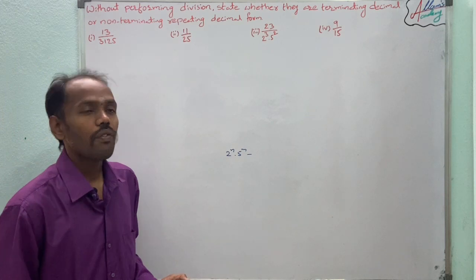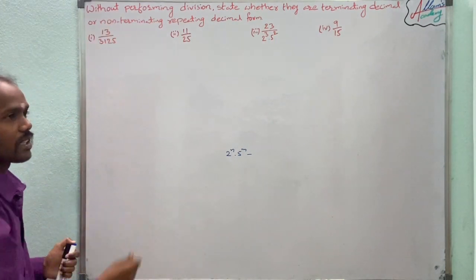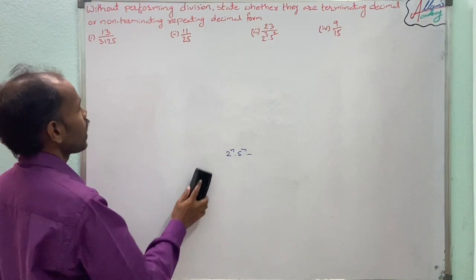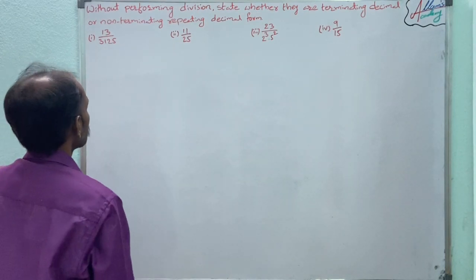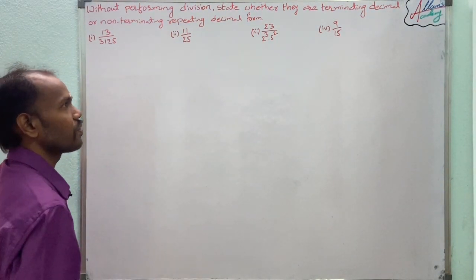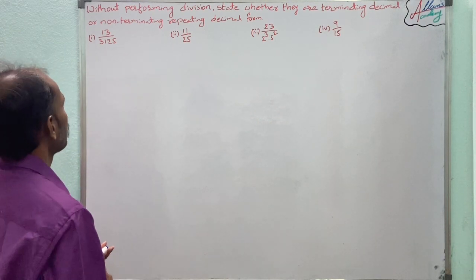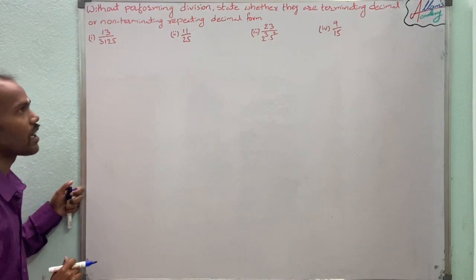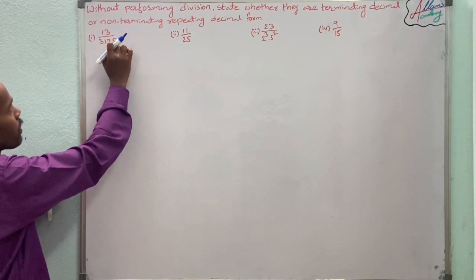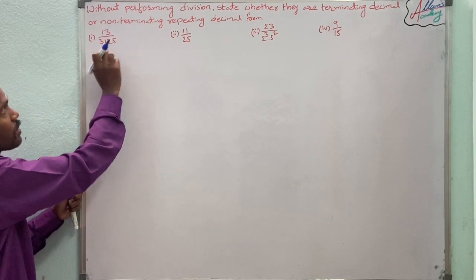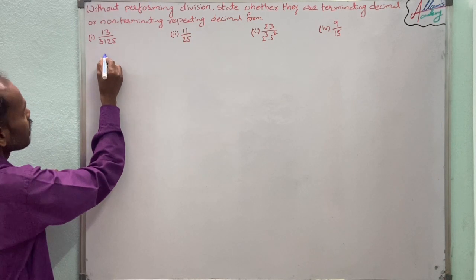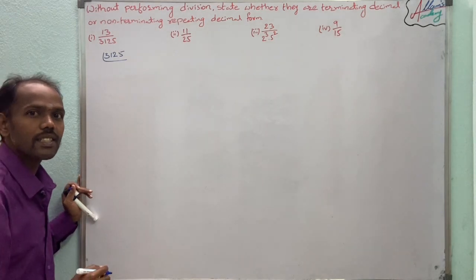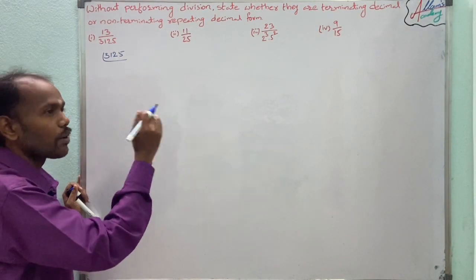So first we check whether the given number is in the simplest form or not. If it is in the simplest form, then we observe whether the denominator is in the form of 2 power and 5 power, or 2 and 5, any one form. So the first problem is 13 by 3125. Both numerator and denominator are in simplest form only. So now we do the prime factorization of 3125, to know whether it is a product of 2s or 5s.